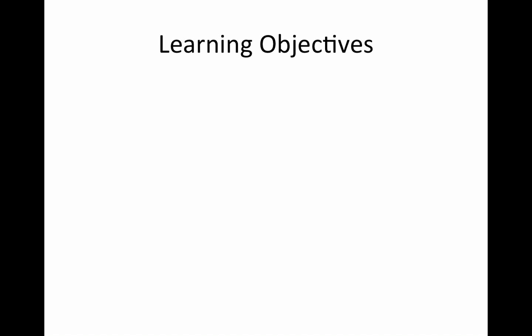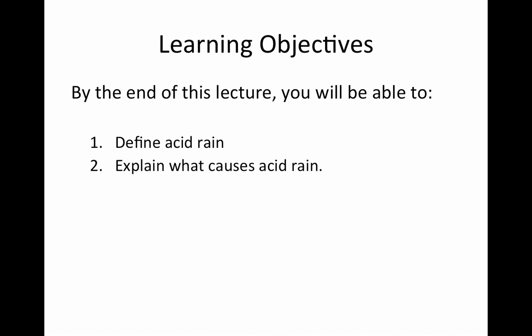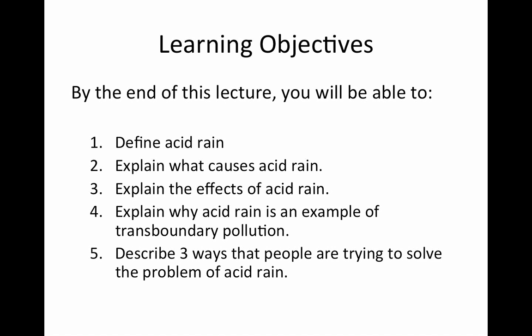Your learning objectives for this lecture are as follows. By the end of this lecture, you will be able to define acid rain, explain what causes acid rain, explain the effects of acid rain, explain why acid rain is an example of transboundary pollution, and describe 3 ways that people are trying to solve the problem of acid rain.